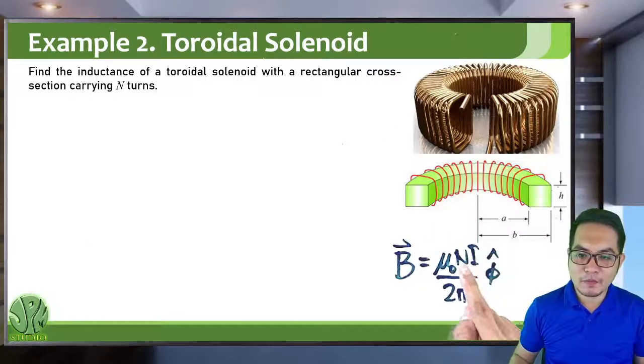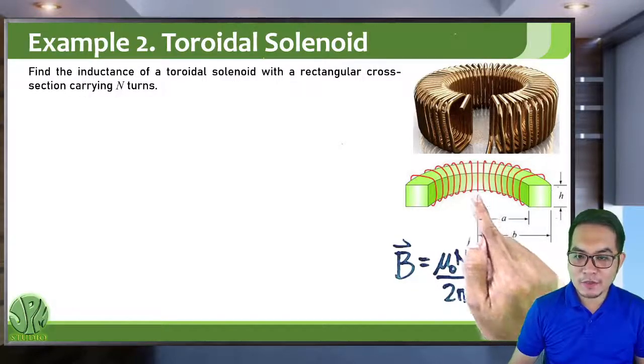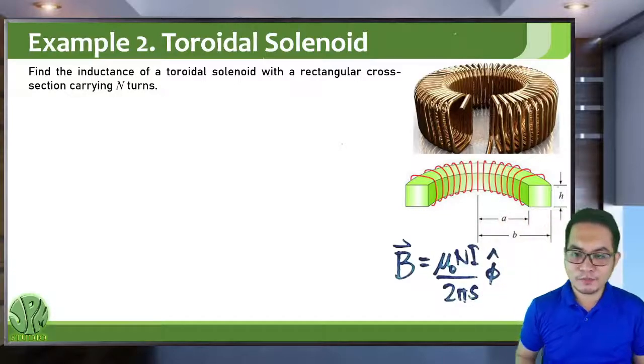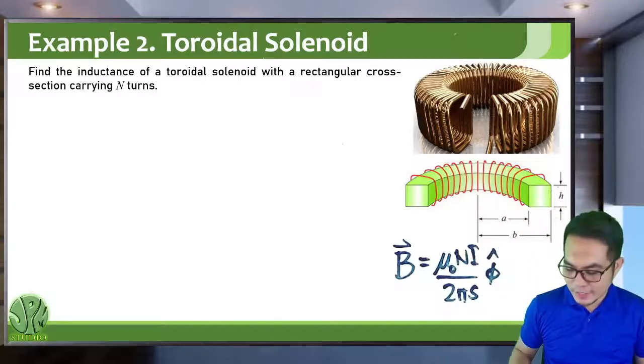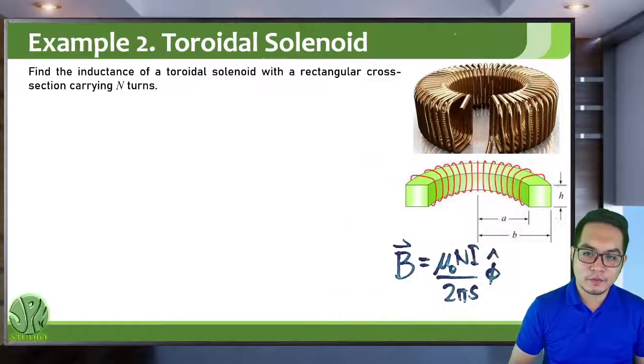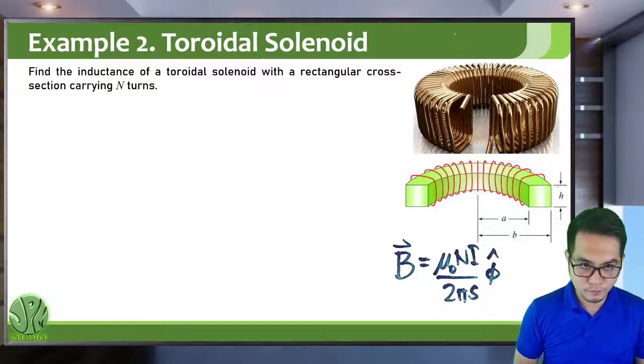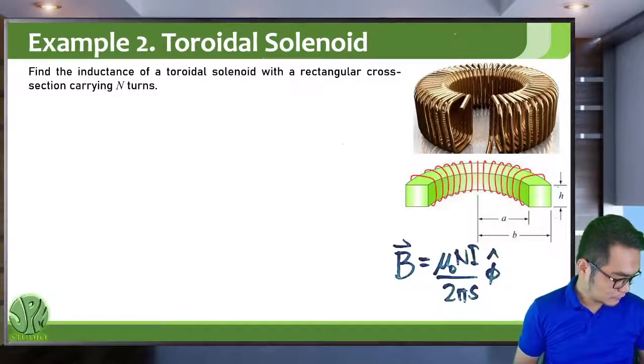N is the number of turns, I is the current flowing, s is the distance from the center of the toroid, and the direction is phi hat. Okay. So we're asked to find the inductance.